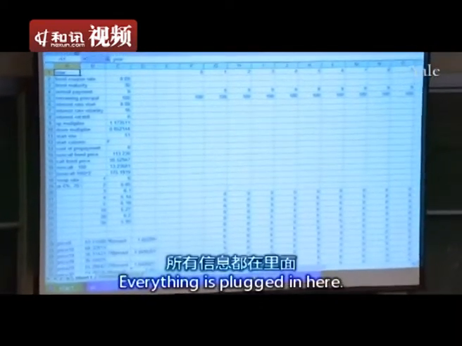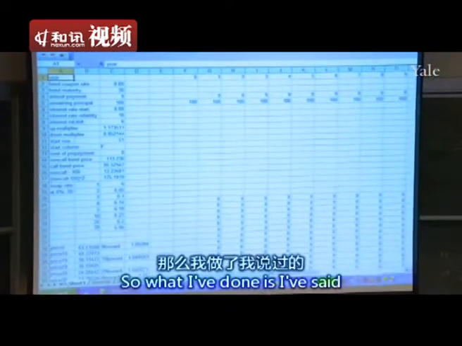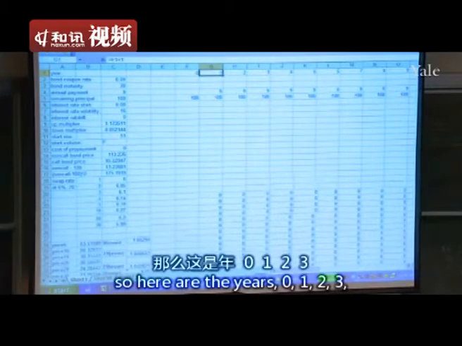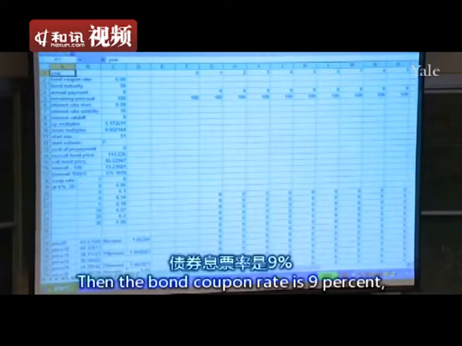Everything's plugged in here. You're seeing that, right? Okay, so what I've done is I've said, let's take over here the year. So here are the years, 0, 1, 2, 3, and so on, up to 31 or something. Then the bond coupon rate is 9%.